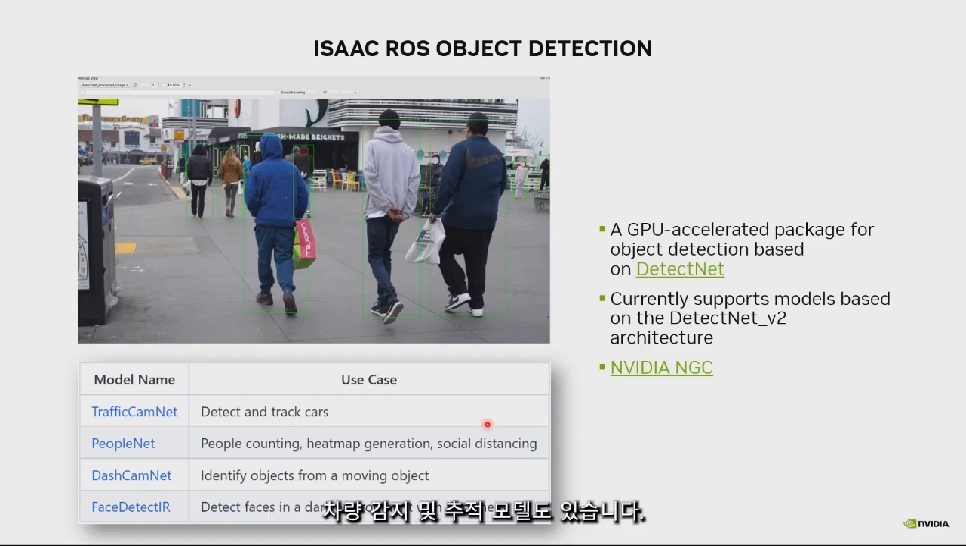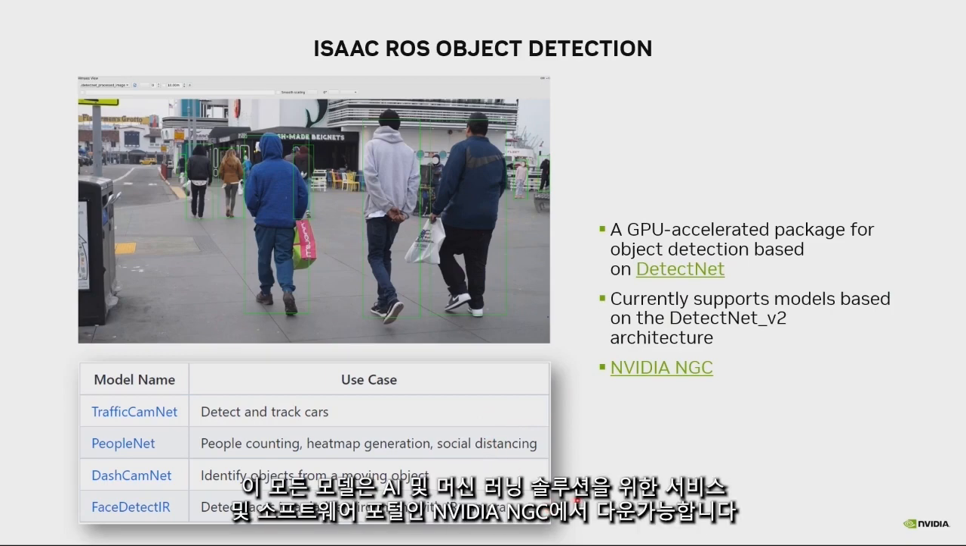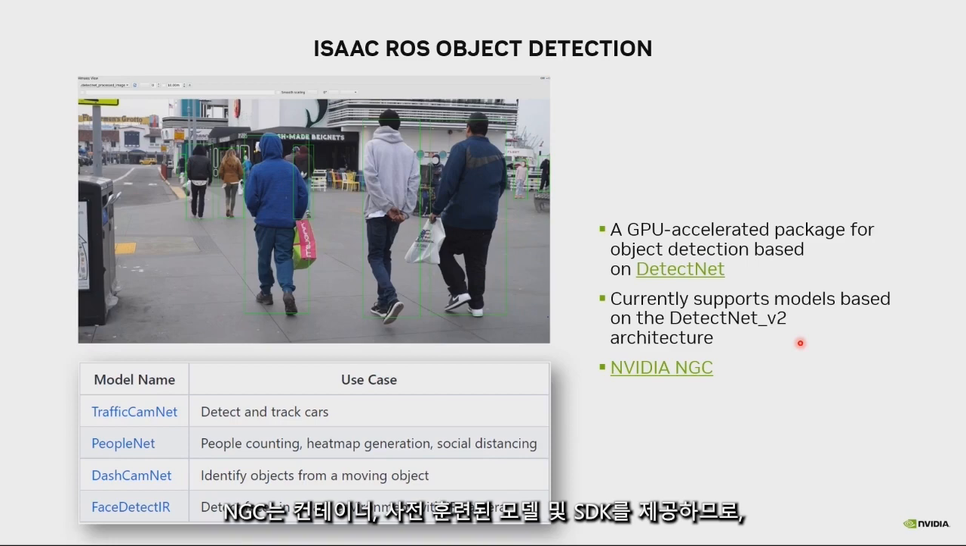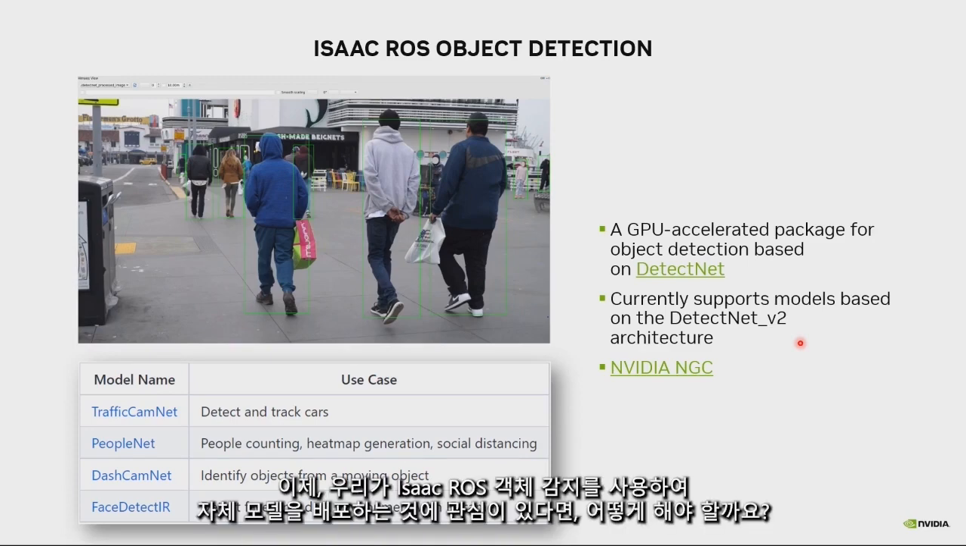You have car detection and tracking, you have people counting and face detection. All these models are from NVIDIA NGC, which is a portal of services and software for AI and machine learning solutions. NGC offers ready-to-use containers, pre-trained models, and SDKs for speedy deployment in various use cases. Now, if we are interested in deploying our own models with Isaac ROS object detection, how would we do that? Let's see.